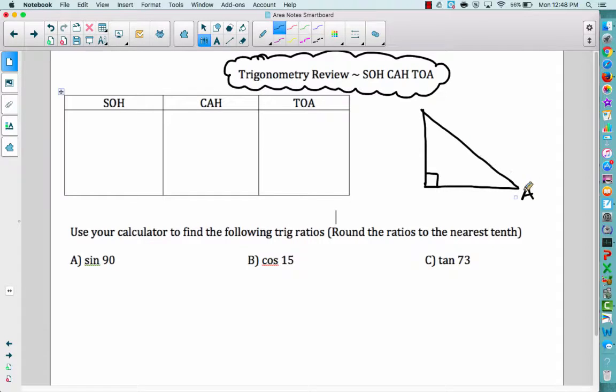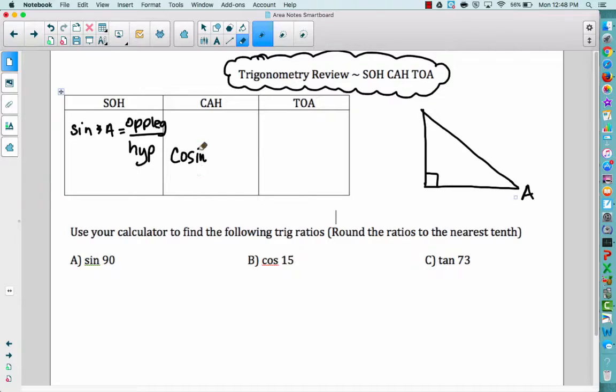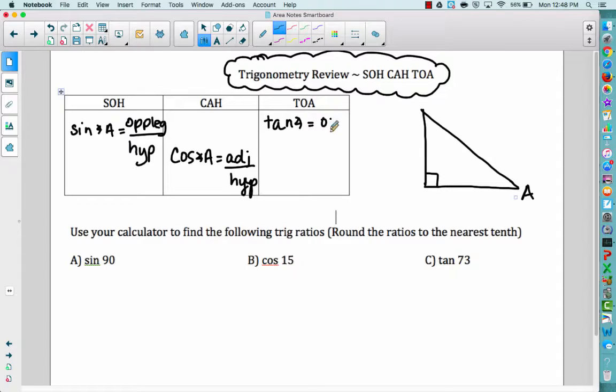So here's a right triangle with an angle of A. And so the sine of that angle, so the sine of angle A would be equal to the ratio of the opposite leg over the hypotenuse. CA would be the cosine of the angle. So we write that as cos, right? So cos angle A is equal to the adjacent leg over the hypotenuse, and the tangent of an angle is equal to the opposite leg over the adjacent leg.